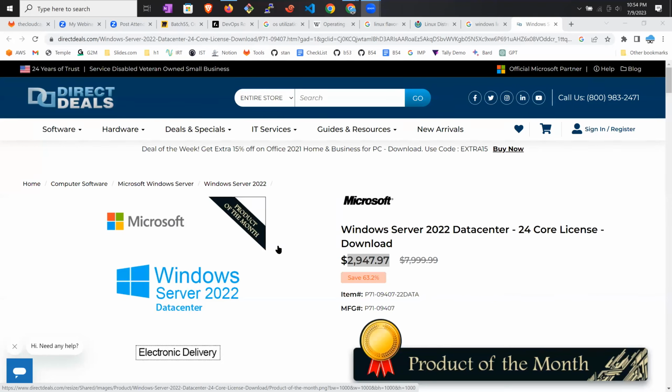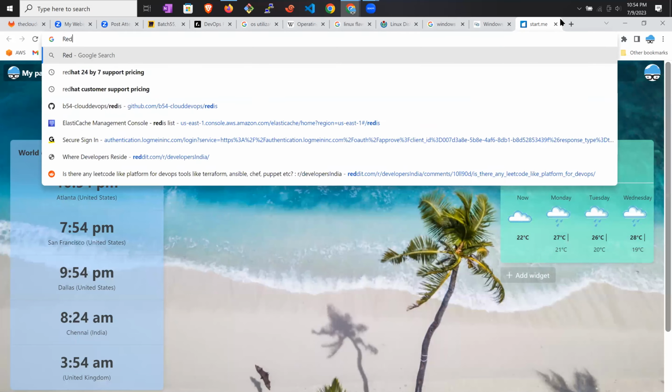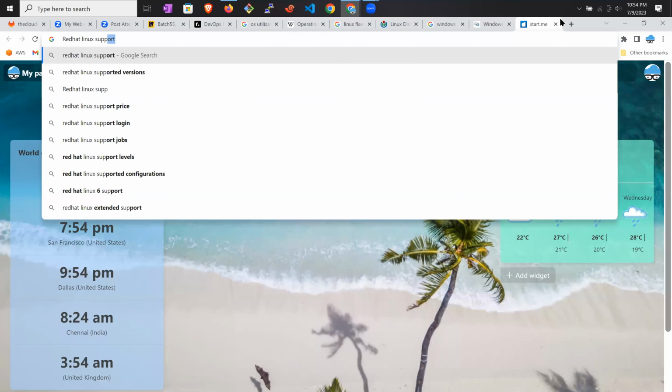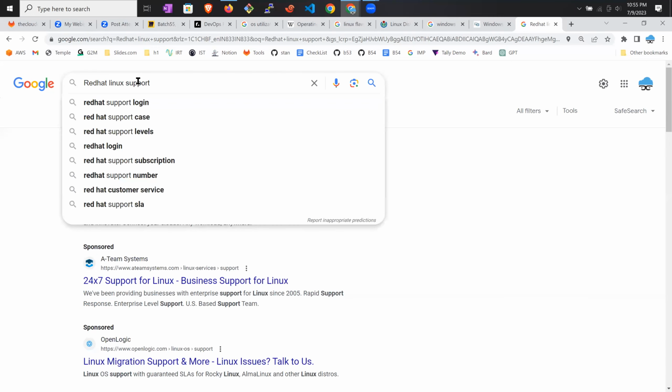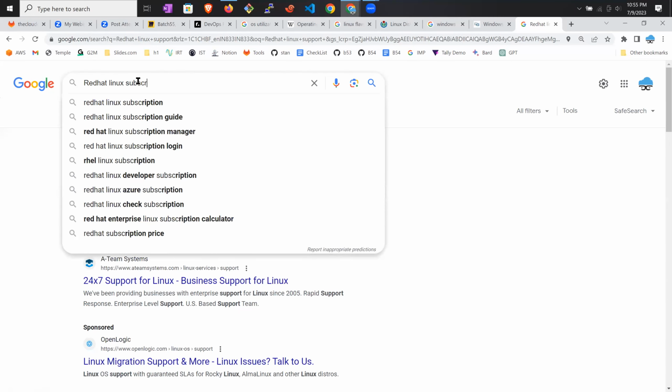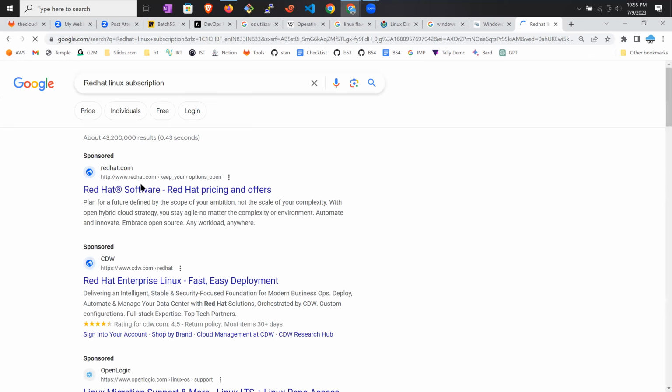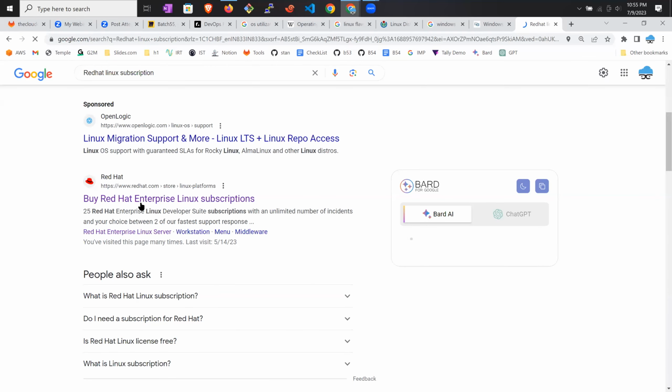But Windows also offers one of the best support. But this is how Windows licensing works. But Red Hat Linux, it won't work that way. So Red Hat Linux support models. Okay, so Red Hat Linux subscription. They will use the word called subscription. Click on this.